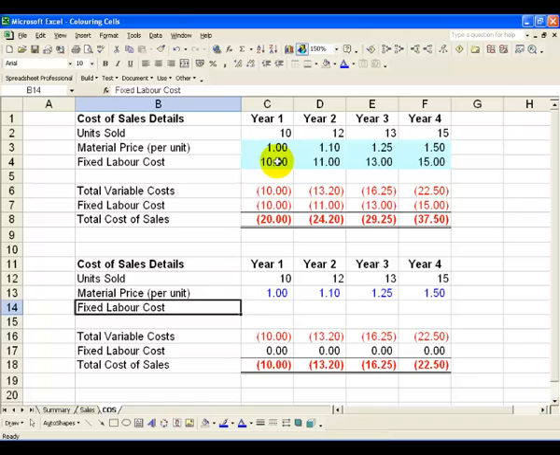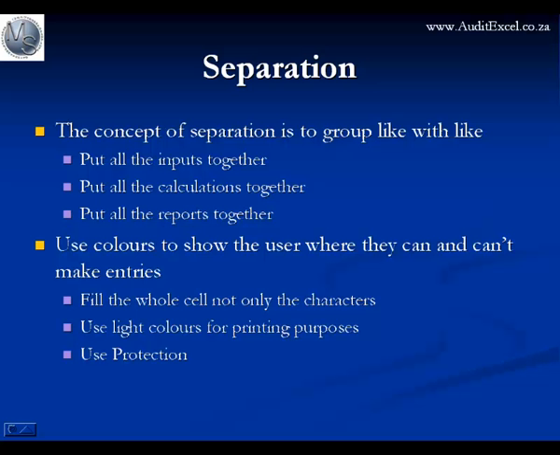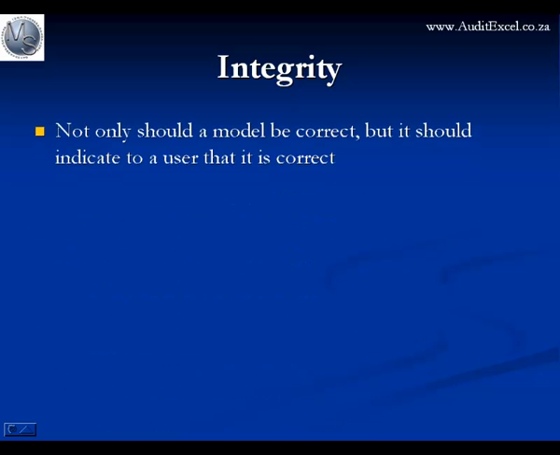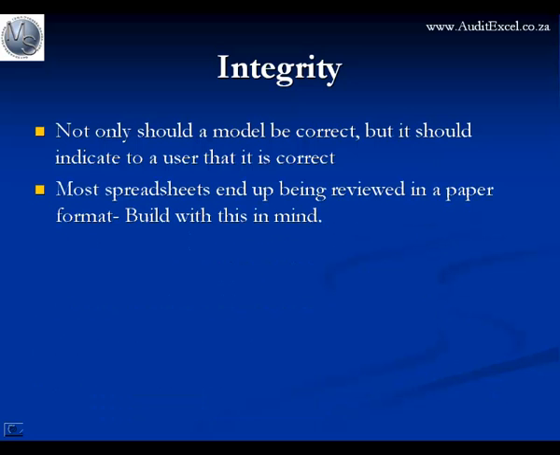Getting on to the third concept, integrity of calculations is important. So not only should the model be correct, but it should indicate to the user or someone reading it on a piece of paper that it is correct. As mentioned previously, it's often senior people in the organization who review models on paper, or it's printed out in a report. When you build a model, it's useful to keep that in mind, simply because they cannot go into the formula and see what you've done. So explicitly show them what has happened.